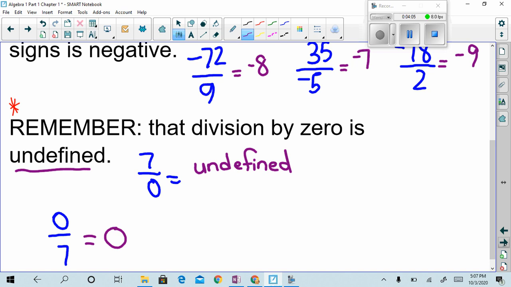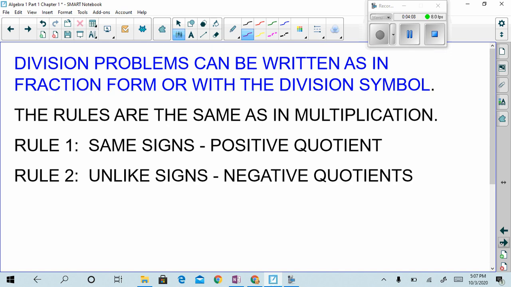Let me just restate this. And I hope you noticed that we can write division problems two ways. I can use that fraction bar, all right? I could have something like 18 divided by negative 9, or I could write it in the more expanded and traditional form of the division symbol, 18 divided by negative 9. It can be written in either way, so I just wanted you to familiarize yourself with the possibility it could be written in either format. And again, those rules are the same as in multiplication. Same signs, we're looking for a positive quotient, unlike signs, negative quotient.